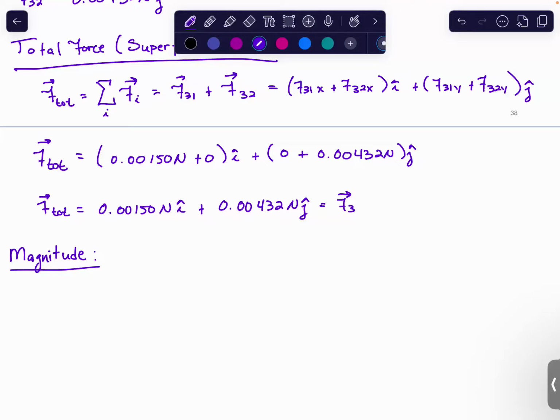So what's our formula for magnitude? And we all know I don't like drawing the square root symbol, so we'll use the 1/2 exponent. So plug our numbers in.